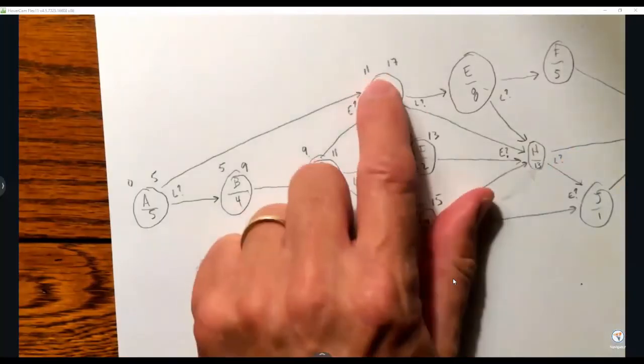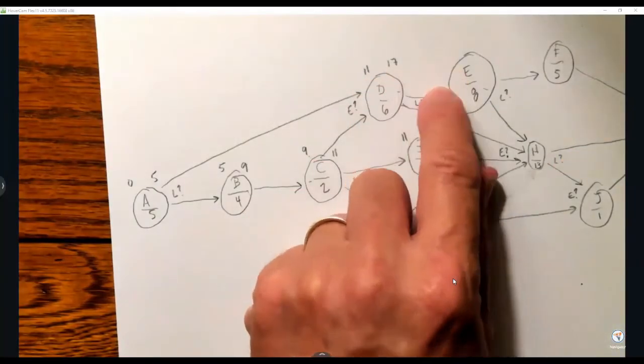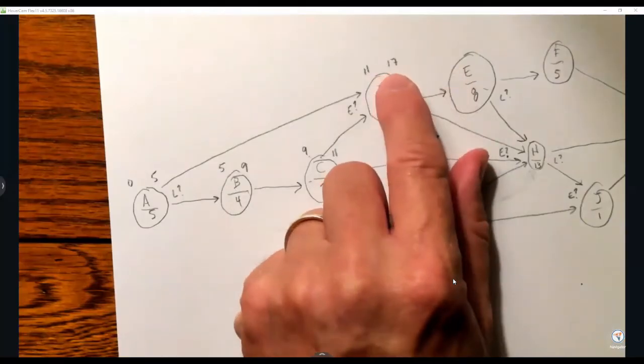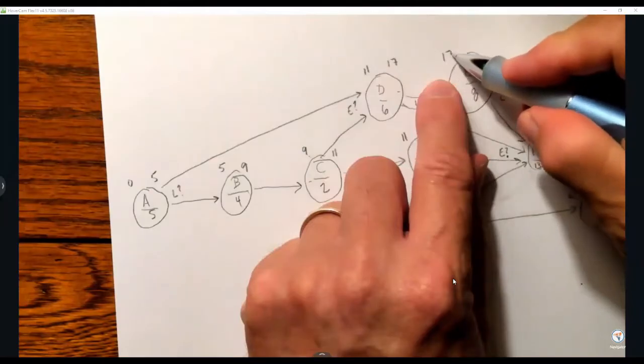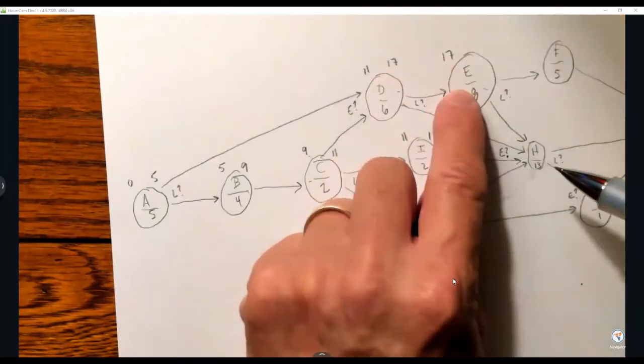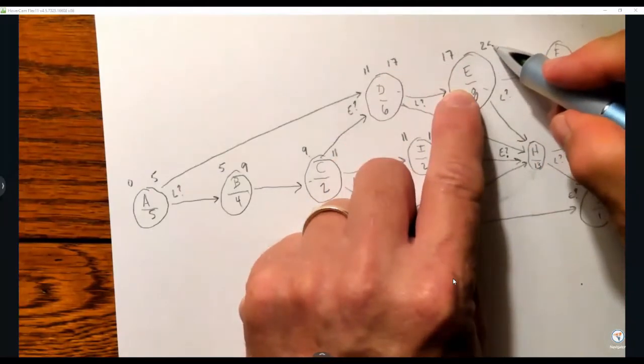Those are my favorite ones, the ones without decisions. All right. No decisions here for the E. So early finish of 17. That means an early start here of 17. 17 plus 8 is 25.